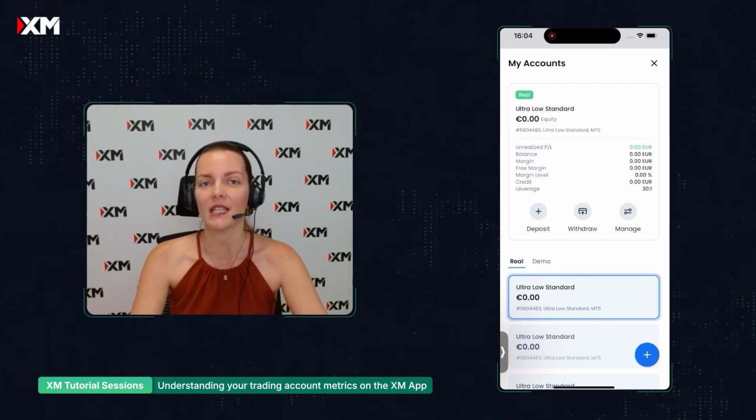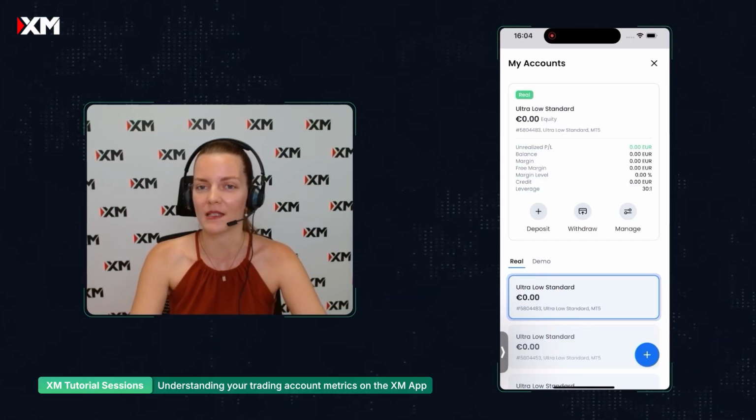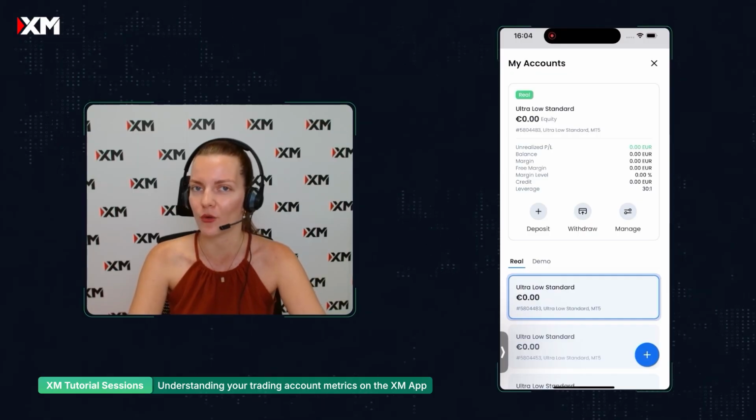Balance. This is your total account balance. It doesn't include your open trades, just the money you've deposited and any realized profits or losses.